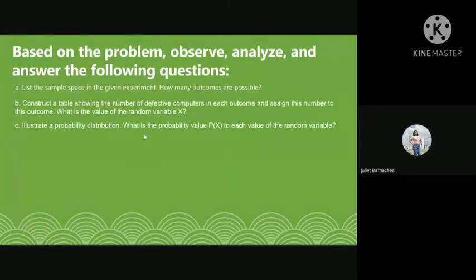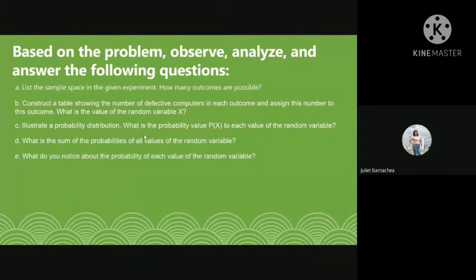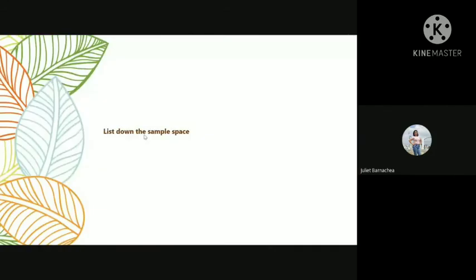Letter D, we will illustrate a probability distribution. What is the probability value P of X to each value of the random variable? And what is the sum of the probabilities of all the values of the random variable? Letter E, what do you notice about the probability of each value of the random variable? So let us discuss this one by one. First, we will list down the sample space.